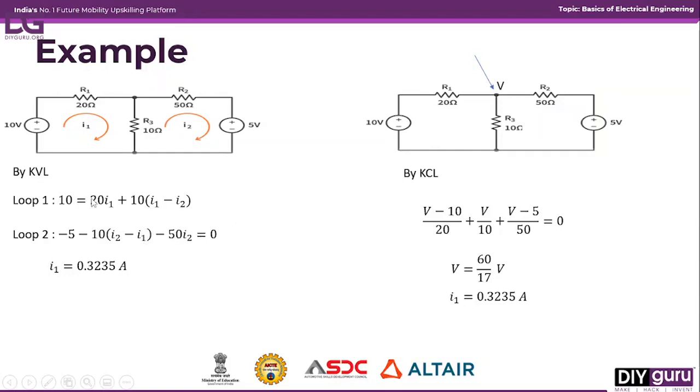Now we have two equations and two unknowns. What are the unknowns? I1 and I2. You just simplify these equations and find I1. So simply we'll get I1 is equal to 0.3235 amperes.